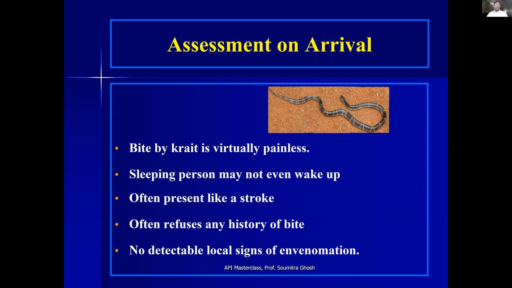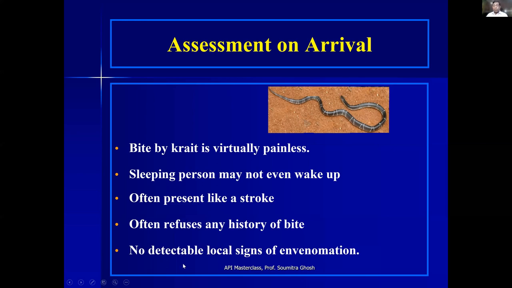We'll have to keep in mind the bite by the krait is virtually painless. Patients often do not give any history. A sleeping person may not even wake up due to the bite. It is almost painless because we cannot see the fang. It is very small, I mean micro, and often it is called an occult bite because the patient does not give any history. Often they come like a stroke patient in the early morning. You have to keep in mind that this stroke patient does not have an upper motor neuron feature. It is a neuromuscular junctional feature. They often refuse any history of snake bite. So this is medico-legally important. You have to keep a note on it.